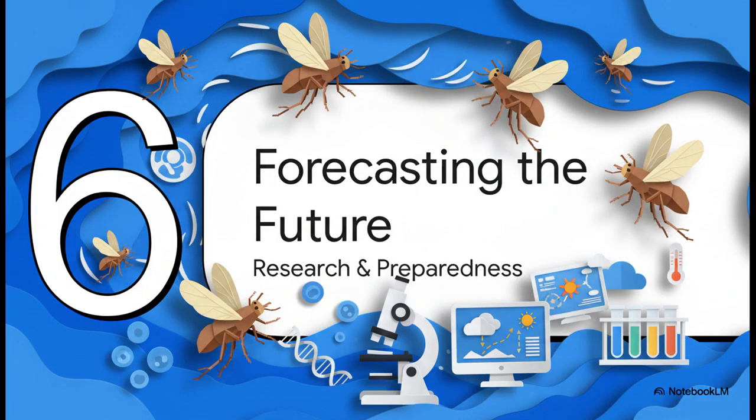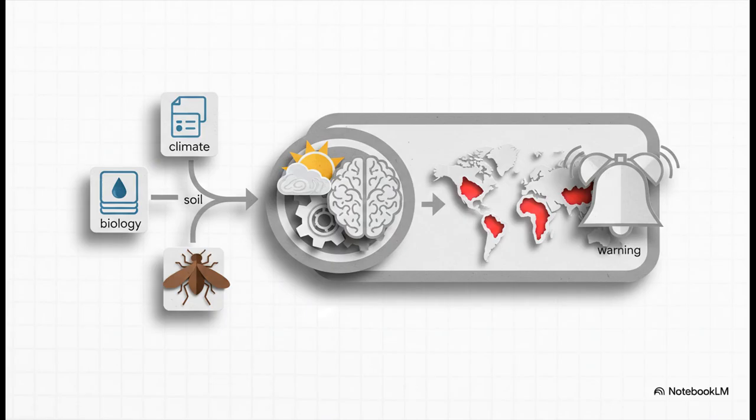Finally, let's look ahead. How can we forecast the future? What is science actually doing to predict the sandfly's next move and help all of us prepare for it? Well, a major effort on this front is the EU-funded Climos project. It's a really fantastic initiative that's combining climate data, soil moisture levels, and biological modeling to create an early warning system. The whole goal is to predict where and when sandflies are going to show up next, which gives public health officials a massive head start.